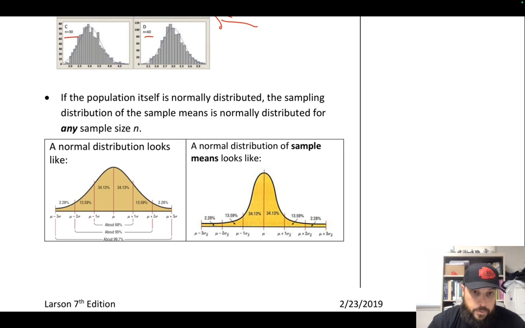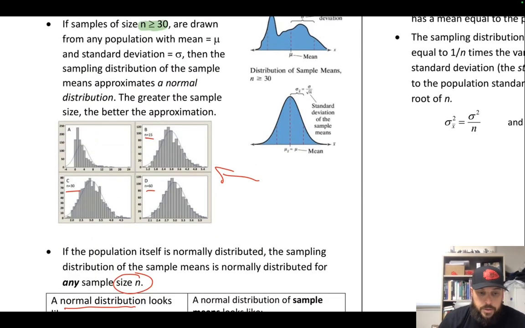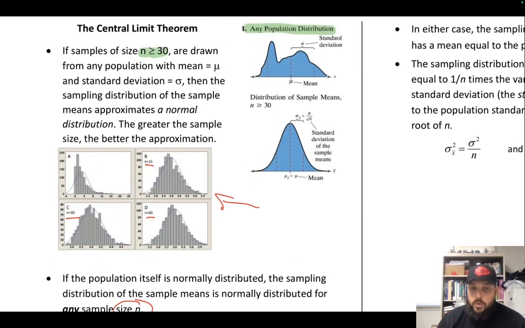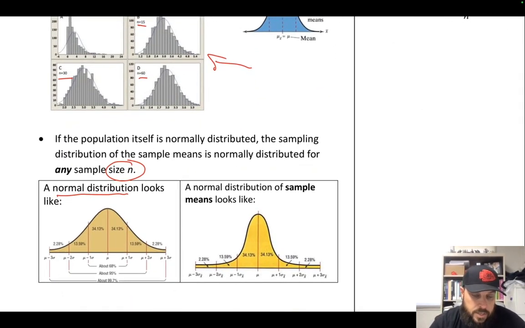Then if the population itself is normally distributed, the sampling distribution of the sample means is normally distributed for any sample size n, right? And so if it's already normally distributed, then it doesn't matter the size of our n, where up here, right, our sample size had to be greater than 30. Down here, if it is already normally distributed, then our sample size n does not matter. And then we see the same characteristics that we've been used to.